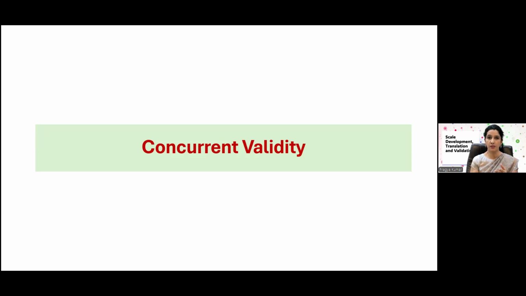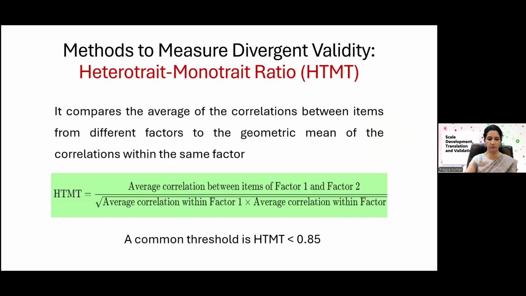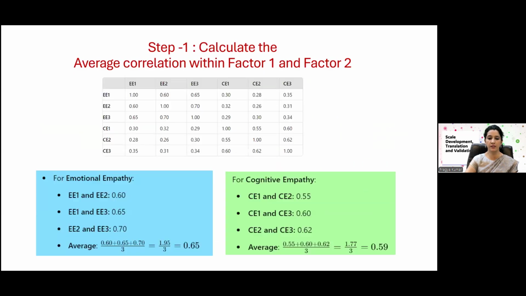So the value of average variance extracted should be more than 0.5. That means more than 50%. The value of composite reliability should be more than 0.8, like we say for the Cronbach alpha. And the value of this heterotrait-monotrait ratio should be less than 0.85. If it is less than 0.85, that means the discriminant validity is met.